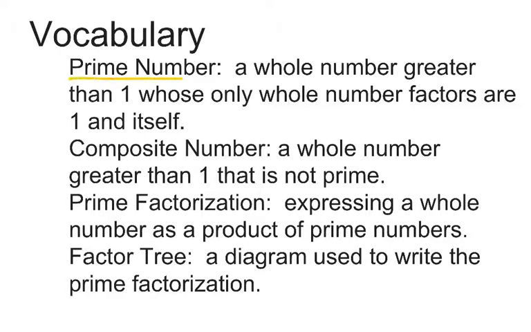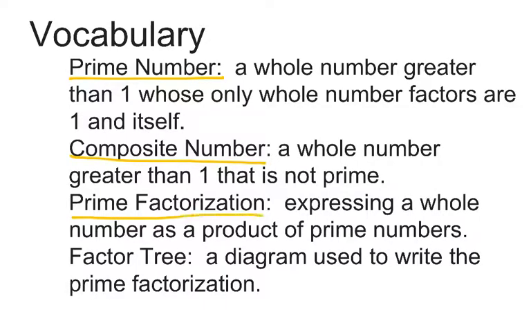A prime number is a whole number greater than 1 whose only whole number factors are 1 and itself. In other words, it can only be multiplied by 1 and itself. A composite number is a whole number greater than 1 that is not prime. Basically, composite is the opposite of prime.